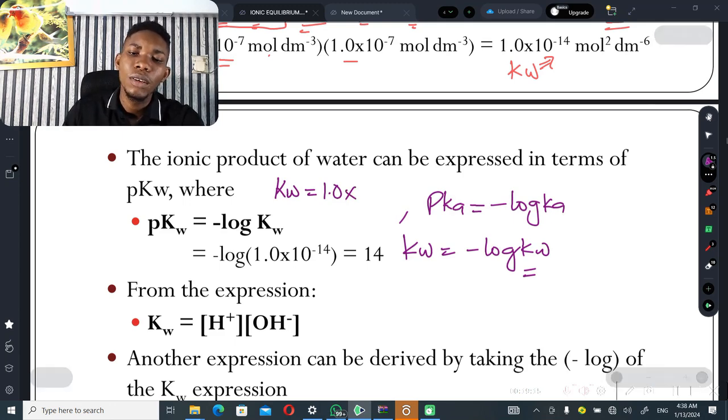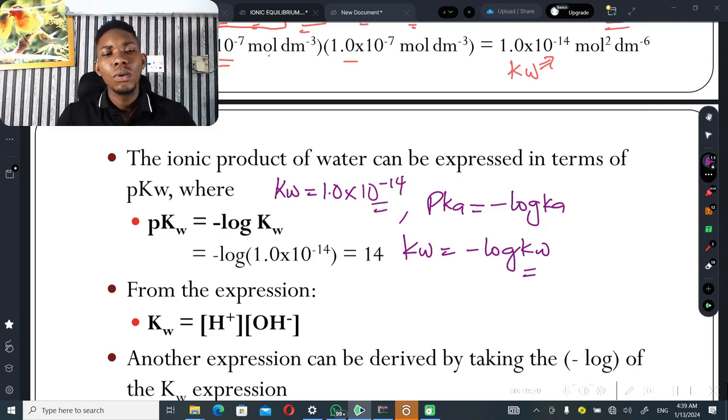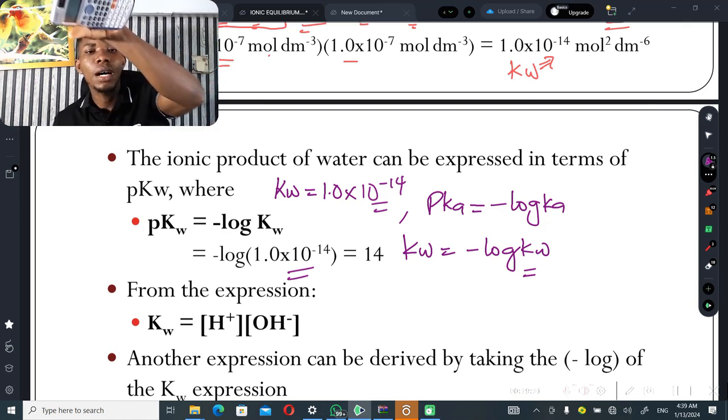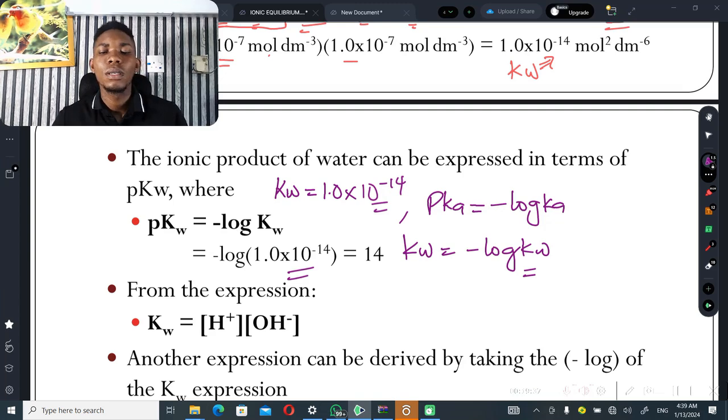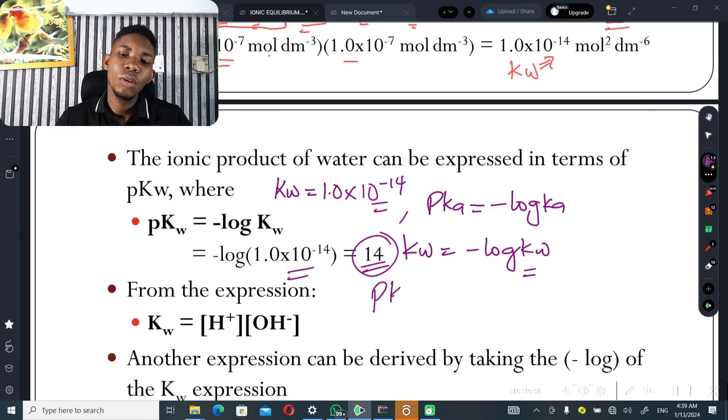Right? So if you have your Kw initially, what did you say was the value for Kw, my dear students? Kw is 1.0 times 10 raised to the power of minus 14. Good. So our pKw will be minus log of 1.0 times 10 raised to the power of what? Minus 14. When you press this on your calculator, minus log of this is going to give us 14. And 14 is the correct answer. So whenever you hear of pKw, it is equal to 14.